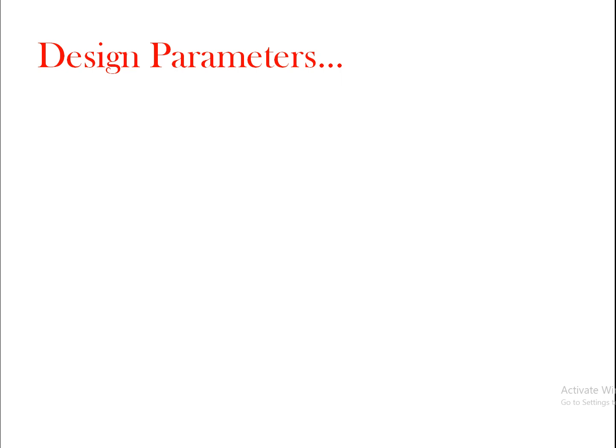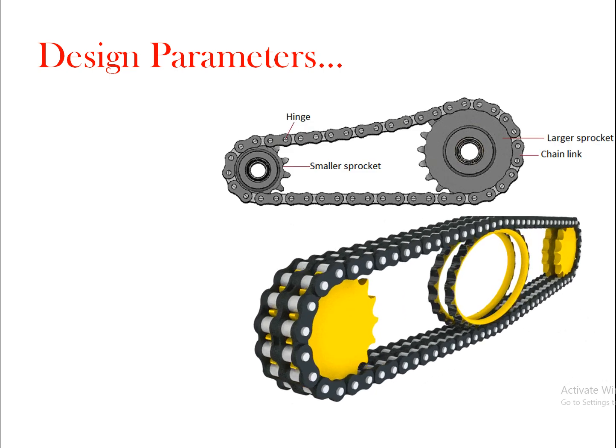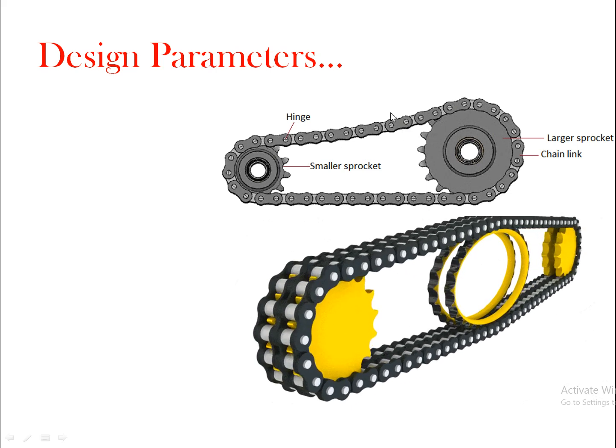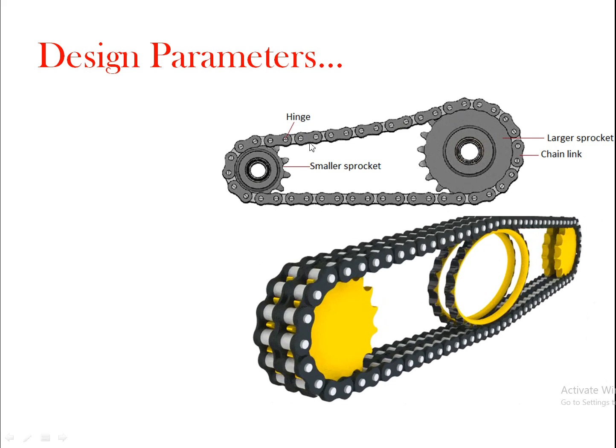Before going to that, let us see what the basic parts of a chain drive are. As you can see, for a simple chain drive there are two sprockets, one smaller sprocket and one larger sprocket, and a complete chain is attached to them in the form of different chain links. These links are held together using hinges. This is the basic construction.